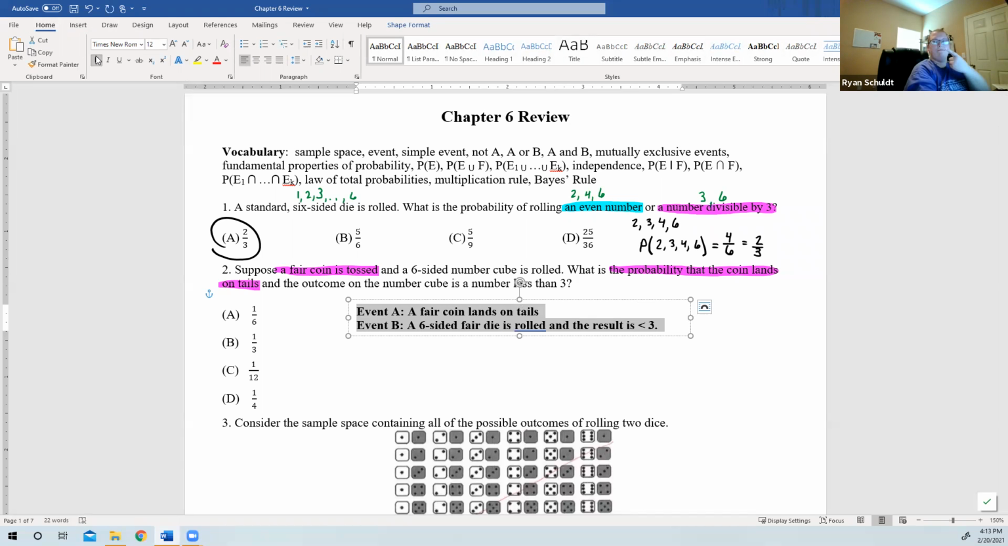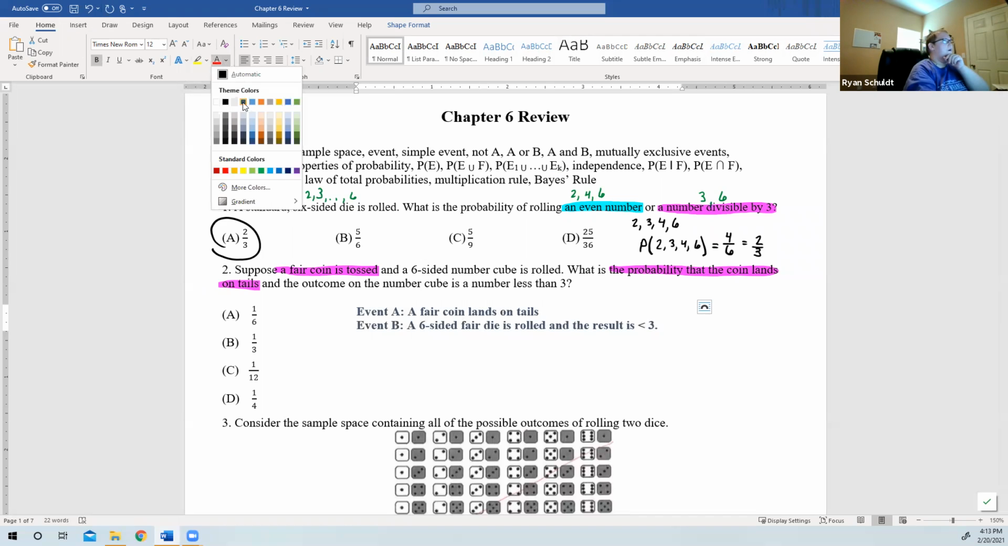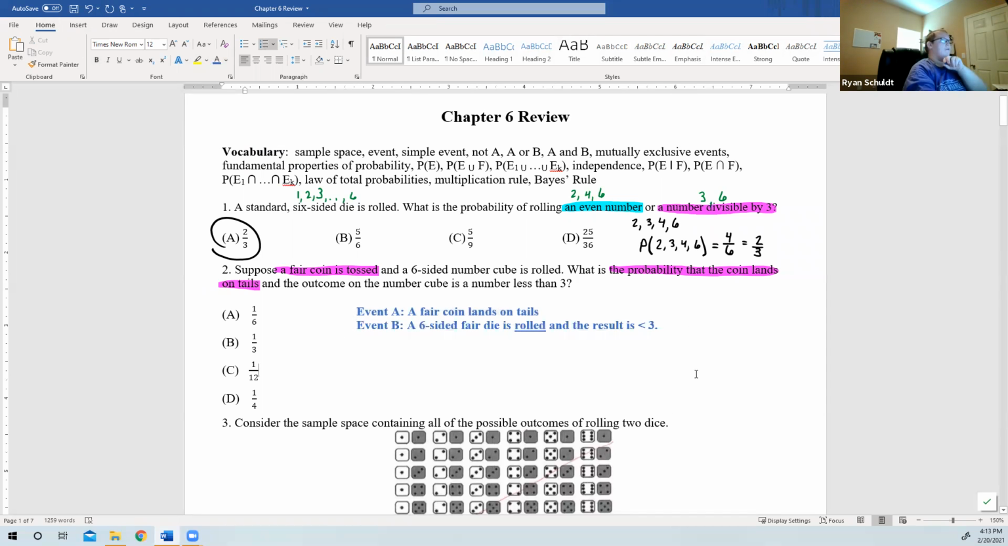First, we flip a coin and it lands tails. Second, we roll a die and the result is less than 3. Those are our 2 happenings, if you will. So let's think about this. What is the probability of A?